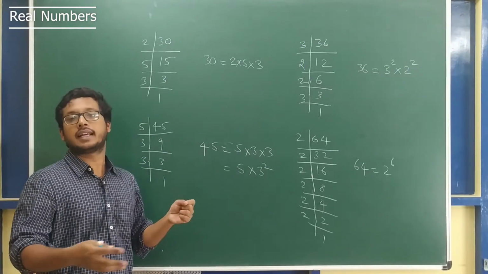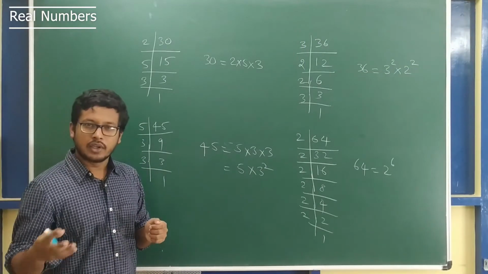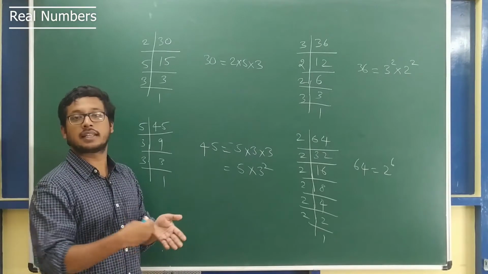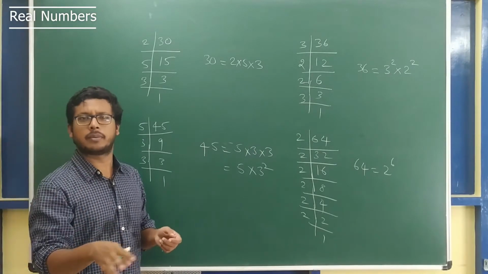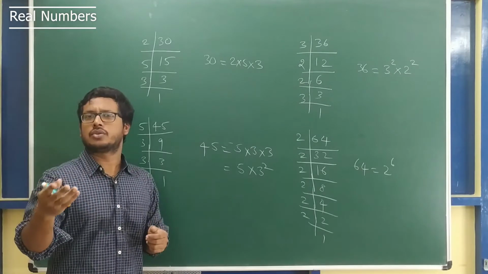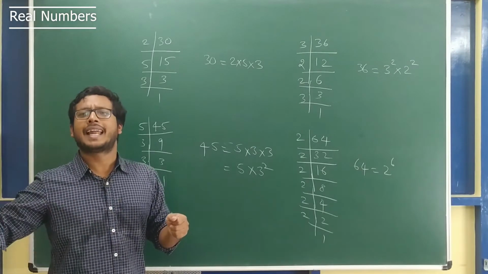For example, say 6 raised to n. If I take 6 raised to n, it means I'm multiplying 6 n number of times. We will solve this one problem very quickly. So 6 raised to n, I'm multiplying 6 n number of times.